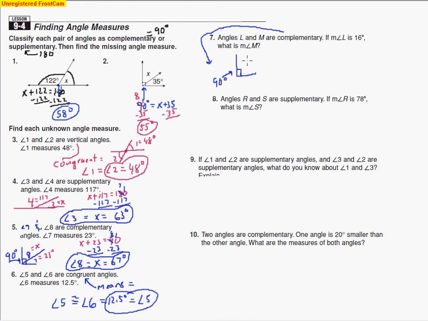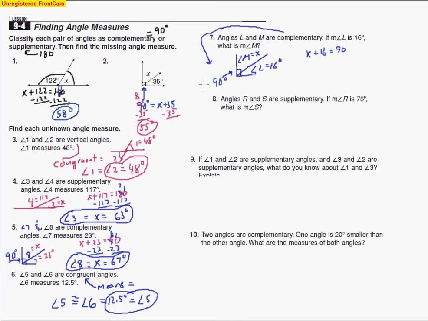So we'll say that L is this one here, angle L. This is angle M. And angle L, it says, is 16 degrees. They want to know what is M. Well, all we do is call M x here in this case. X plus 16 equals 90, because those two angles add together to make 90.